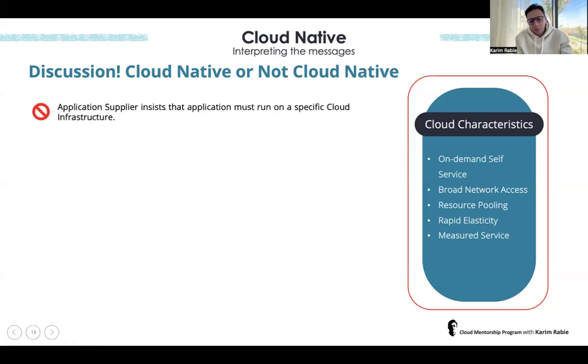The application supplier insists that the application must run on a specific cloud infrastructure. I'm vendor X. I'm telling you that my application X should only run on cloud X. Does this make it cloud native? You can for sure reply on the chat. For sure, this is not cloud native, even without having a huge foundation on what is cloud native.